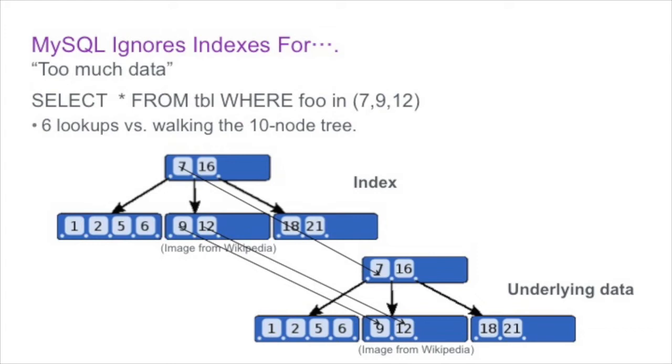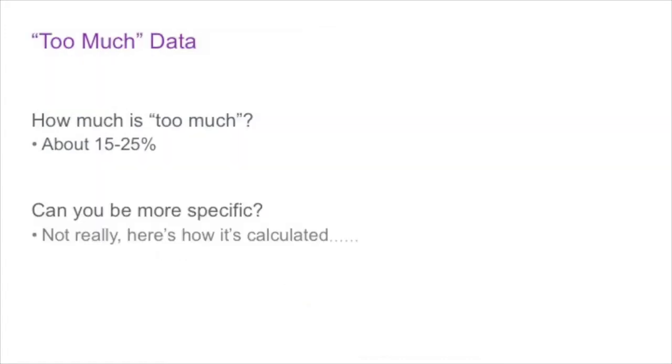So first, we have to look up 7, and then we look it up in the index, and then we go down to the data to find it. Then we have to look up 9, and we go down to the data to find it. And then we have to look up 12, and we go to the data to find it. And as it turns out, MySQL says it's just easier to walk that whole tree than to do it. So how much data is too much data? It's actually about 15 to 25%. And can I be more specific than approximately 15 to 25%?